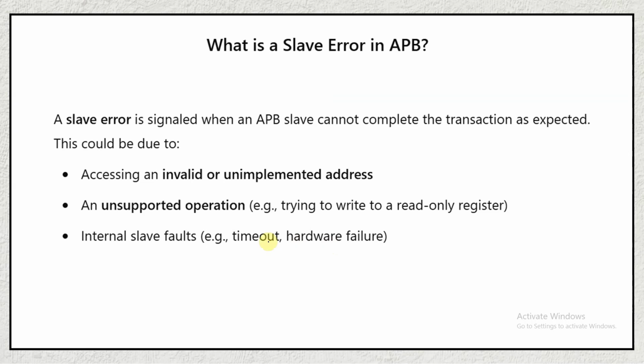In this video, we are going to start with a discussion of slave error in APB. Basically, a slave error is signaled when an APB slave cannot complete the transaction as expected. This could be due to accessing an invalid or unimplemented address, or an unsupported operation like trying to write to a read only register, and internal slave faults, for example timeout, hardware failure. So in these particular cases we are going to get a slave error.